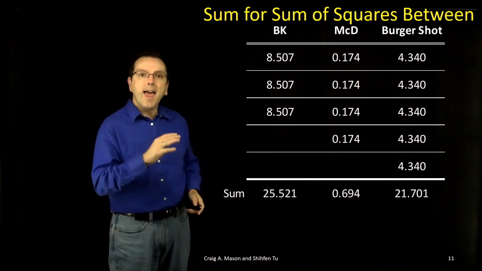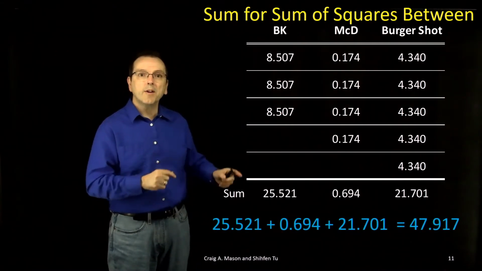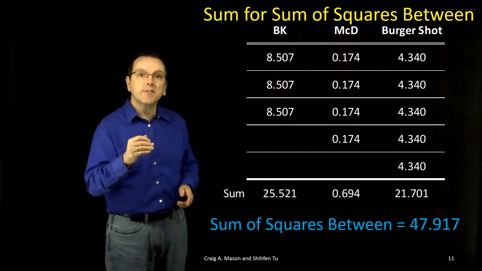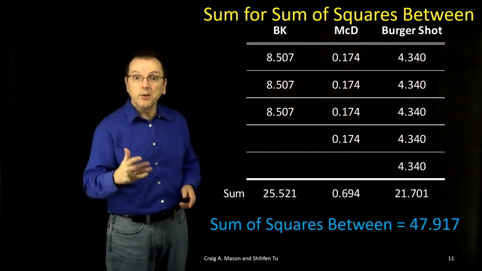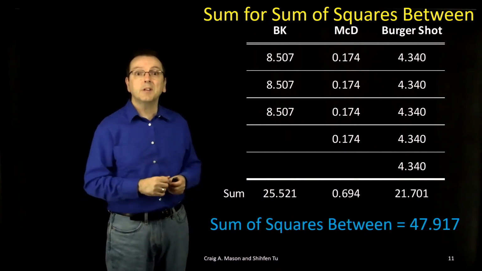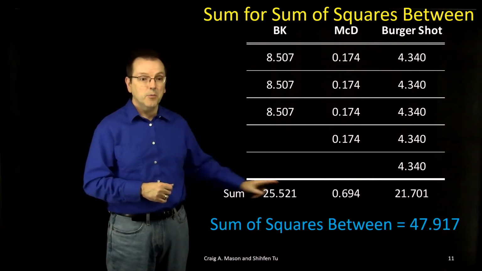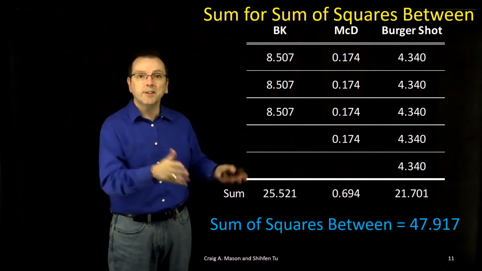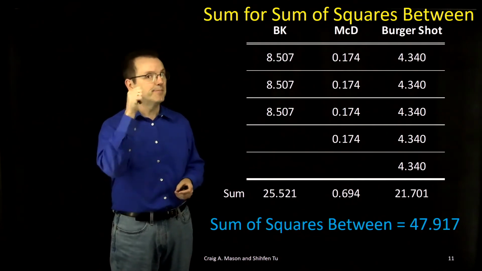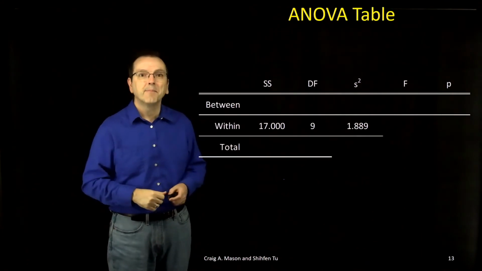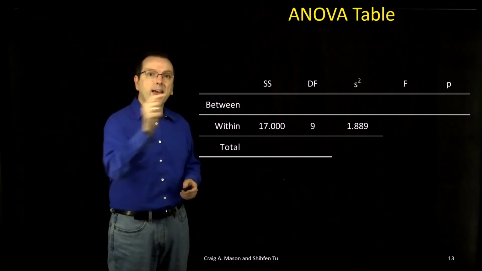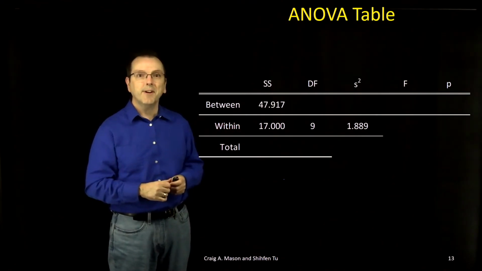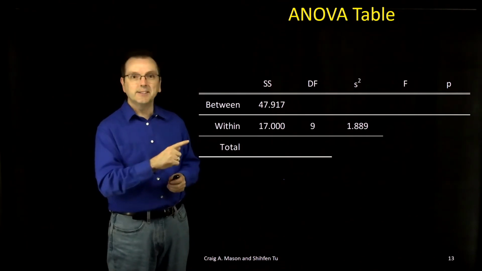We then add each of these squared deviations to obtain the sum of squared deviations between groups, or the sum of squares between, which is 47.917 for this example. All right. We then enter this into its space in our ANOVA table. All right. Let's keep going.